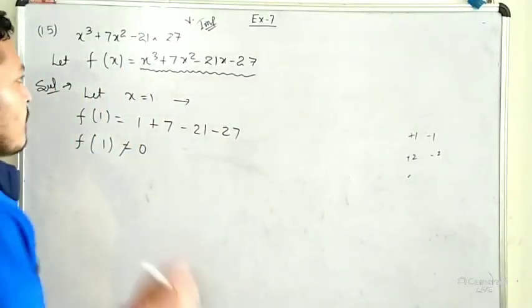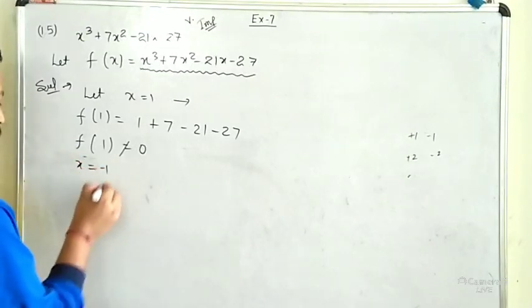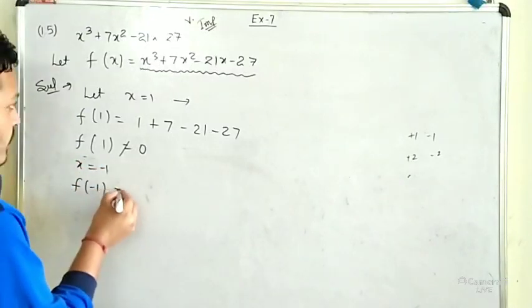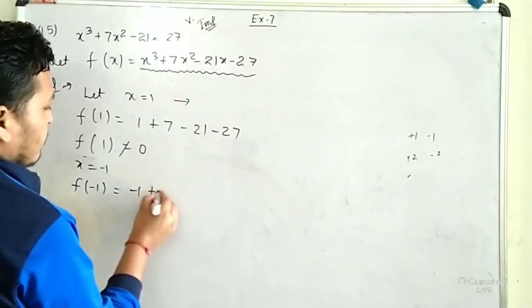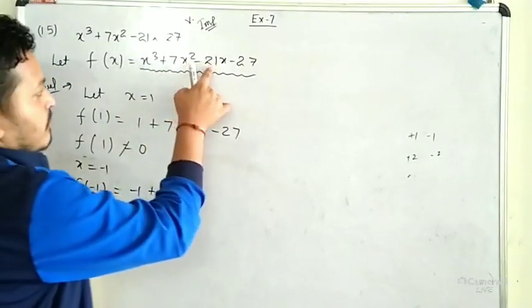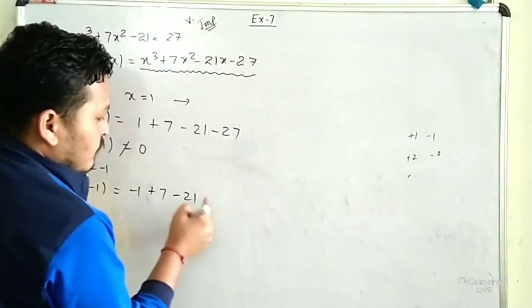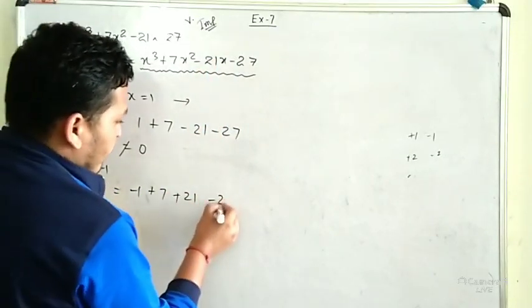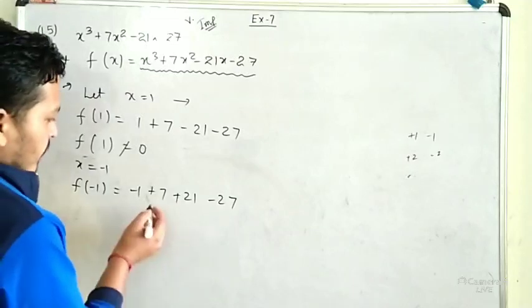Now check it for minus 1. Let x is equal to minus 1, so f(minus 1) is equal to minus 1 plus 7, then minus 21 into minus 1, which is plus 21, and minus 27. Now solve it and check what the value is here. तो ये शायद कुछ देखते हैं, ये कितना हो रहा है solve.